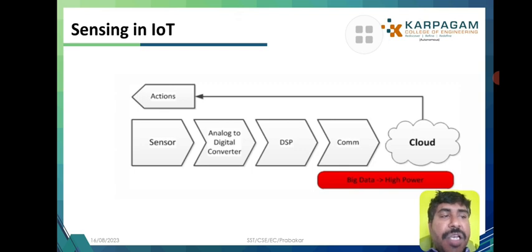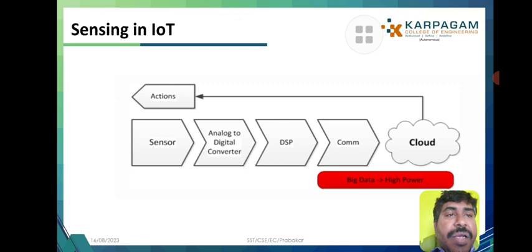In sensing, we have clubbed the nodes with the cloud environment. We have the sensor node, wireless technology, and IoT, the internet of things, and we have clubbed it with cloud computing. Here, the sensed data is converted by the analog to digital converter. The signals are transformed into digital signal processing and communicated to the cloud, and it takes action. We have applied these two methods in this presentation.